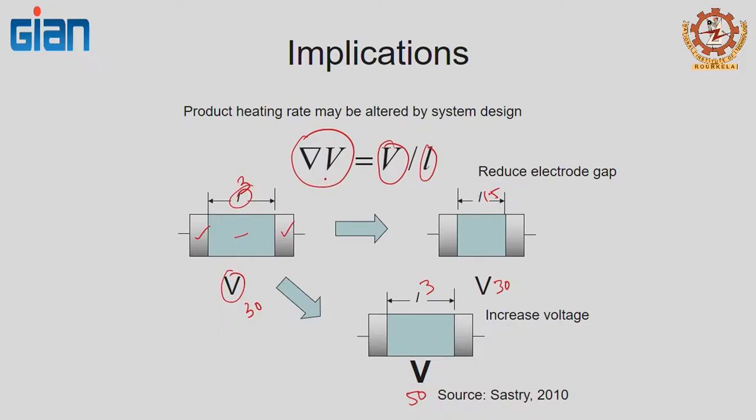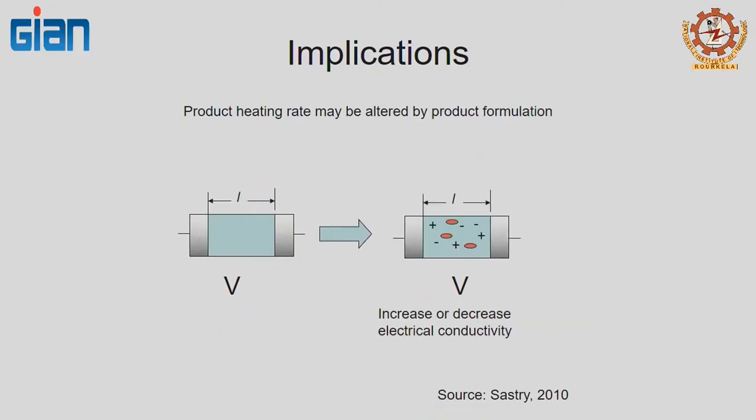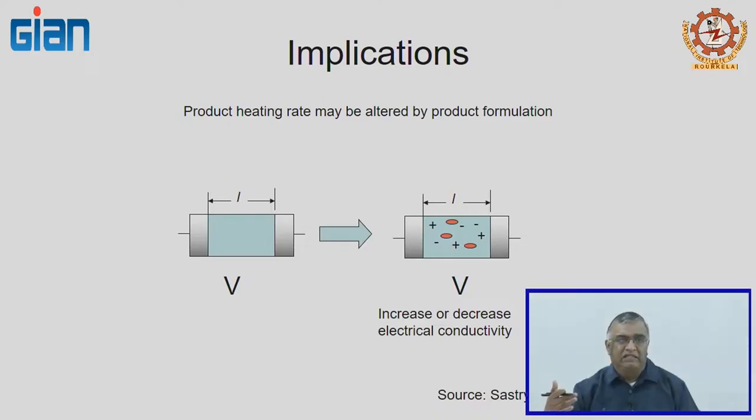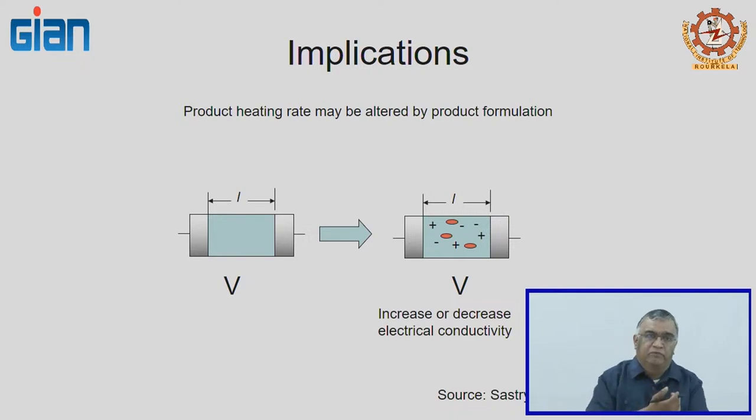So, you can do that by adjusting the gap, or increasing the voltage, or changing the properties of your formulation. One limitation is, how do you change the electrical conductivity of a food formulation? Give it some thought. The answer is you can change that by adding or removing salt. Salt can increase or decrease the electrical conductivity of your food material.